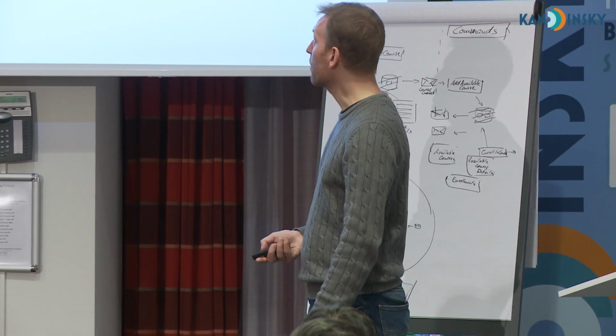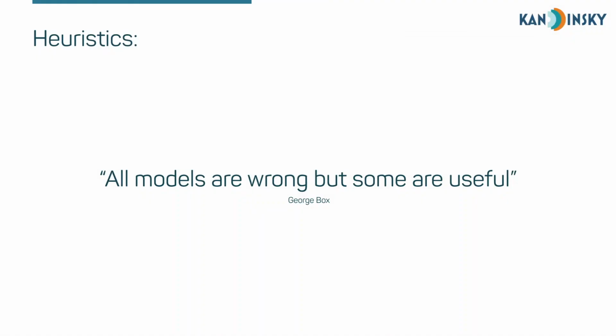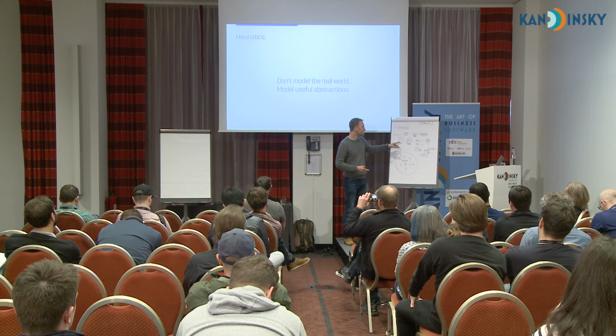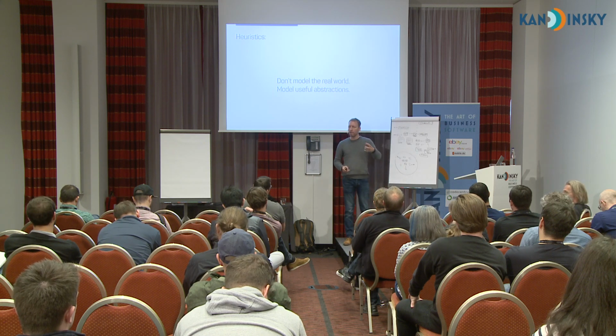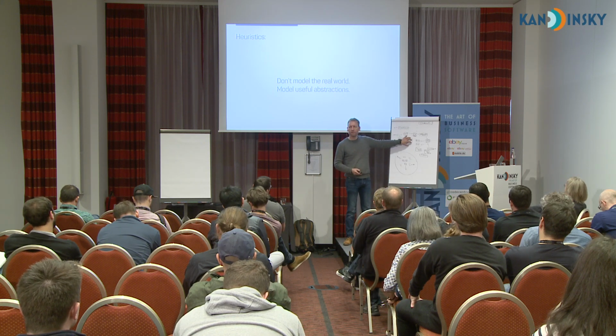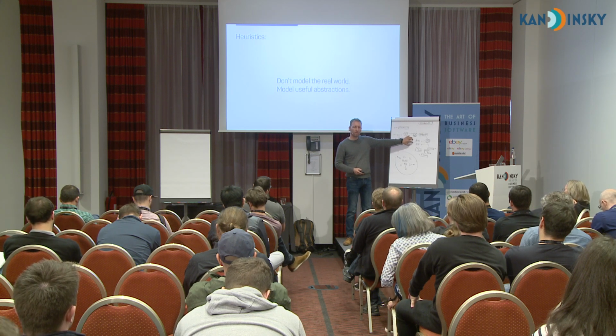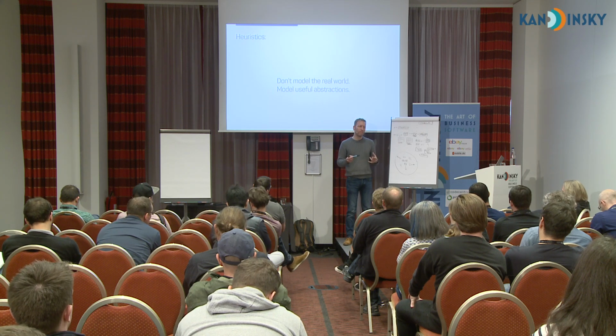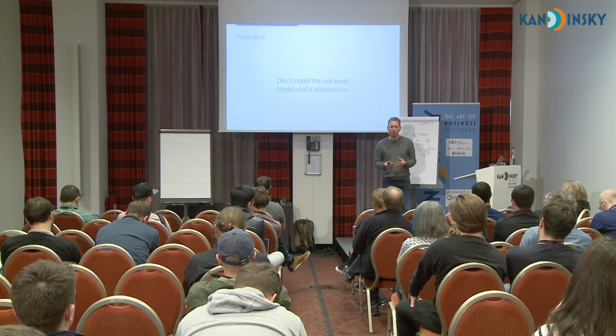I've got a few heuristics. One of them, the one I showed you before, all models are wrong. It's just that some are useful. Don't model the real world. Just because we have all these relationships between things in the real world, we don't need to model all the relationships inside our objects. We don't necessarily need the actual list of students inside our courses. Maybe it's just of concern how many students have been enrolled. So all the relationships of the real world and the objects of the real world don't need to be modeled.